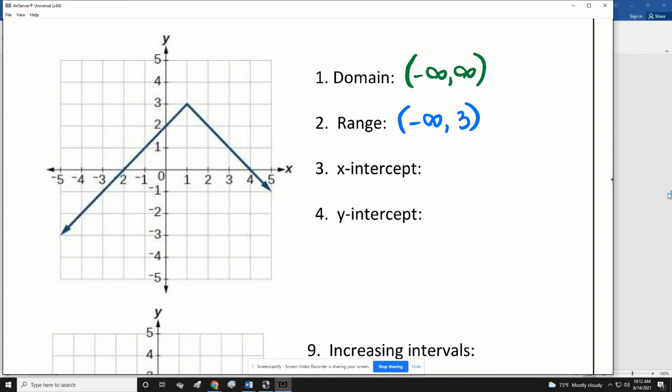All right, then the next thing we're going to talk about are the x-intercepts. The x-intercepts are where this graph is going to touch or cross the x-axis. I'm just going to put little marks there, and whatever number is there, that is an x-intercept. Sometimes you'll have to count. In this case, the numbers are already there for us. So we have two x-intercepts, one when x is -2 and one when x is 4.